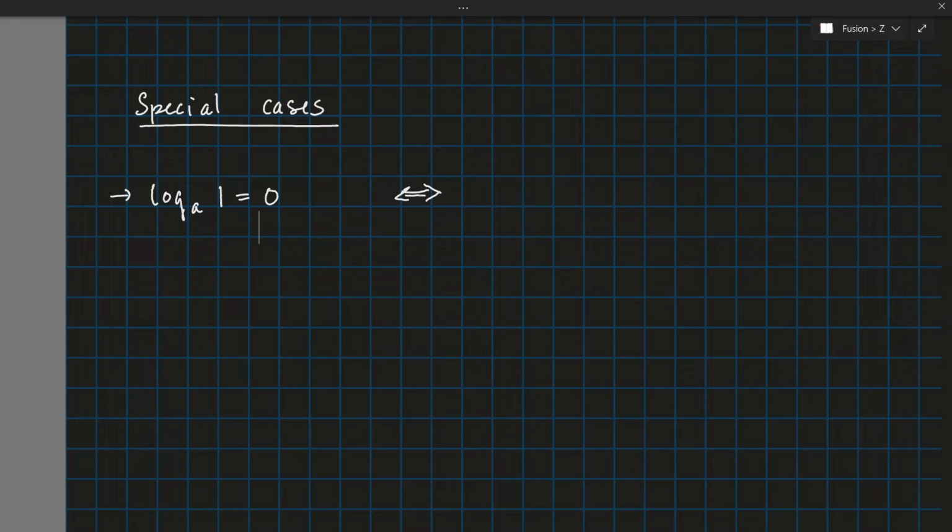Doesn't it just become a? Yes, a is the base. And so what's the exponent now? The exponent is 0. And then on the other side of the equation?